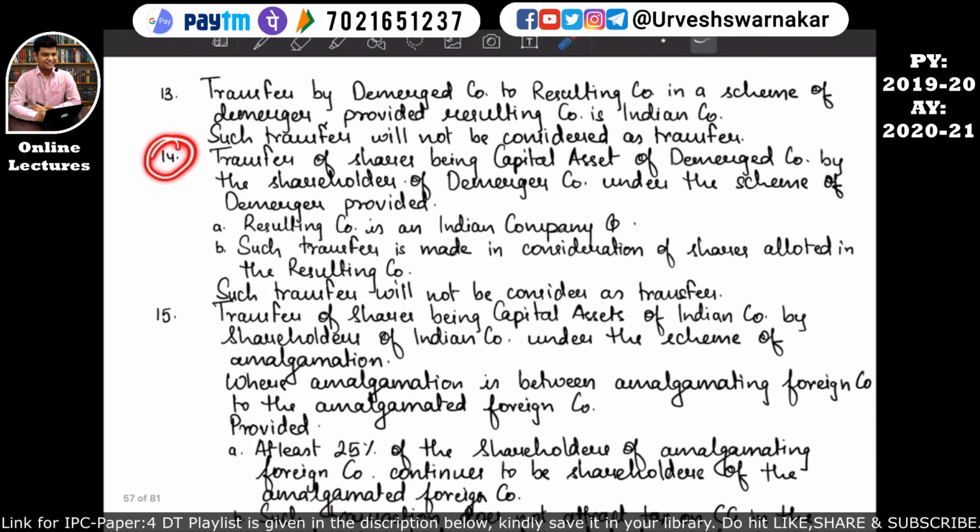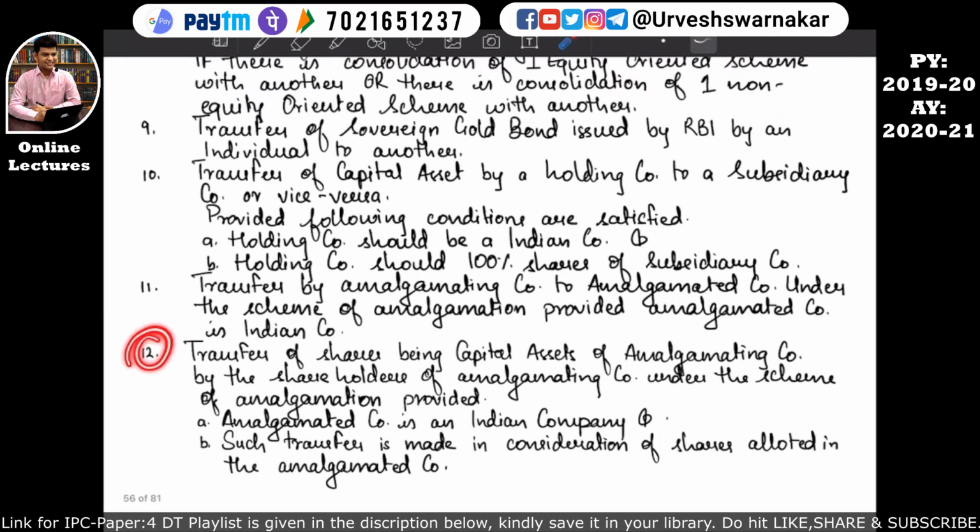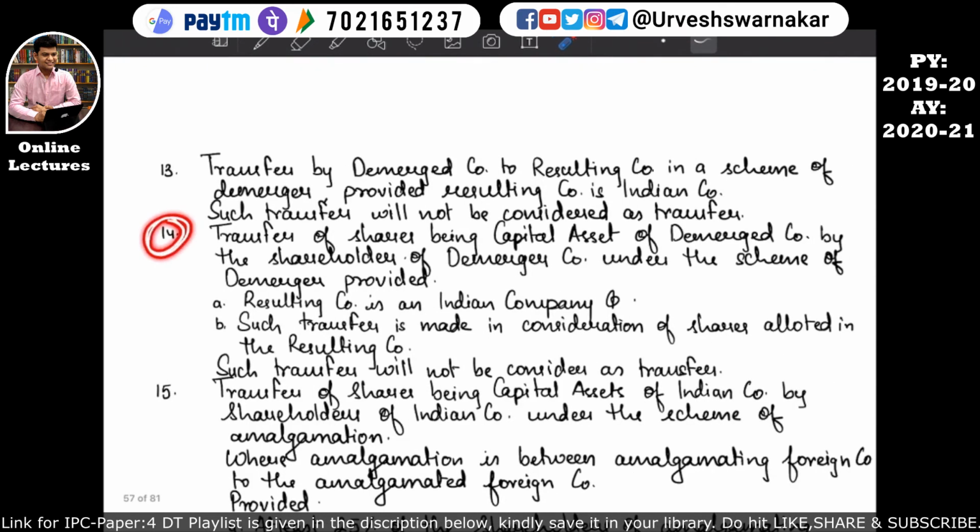So now let's move on to point number 14. What does point number 14 say? Transfer of shares being the capital asset of a demerger company by the shareholders of a demerger company under the scheme of a demerger, provided the resultant company is an Indian company and such transfer is made in consideration of shares allotted in the resultant company. So this is similar to point number 12 that we have studied. I hope you don't need an explanation for this point number 14.